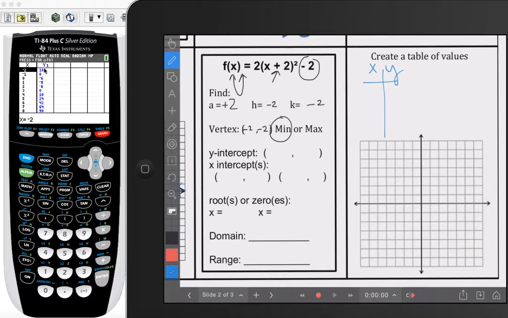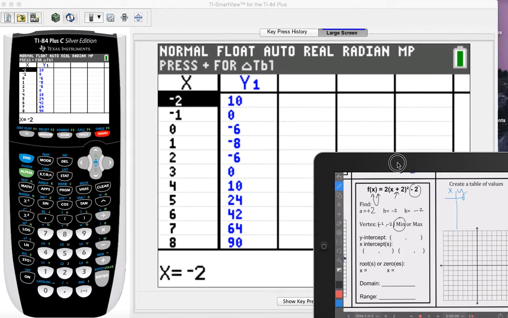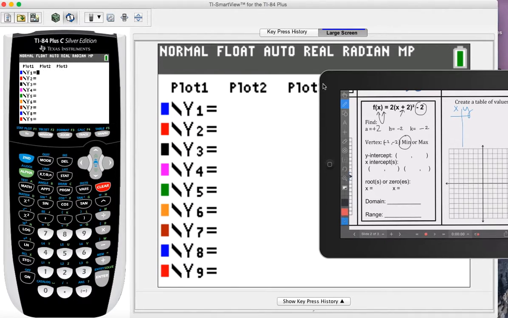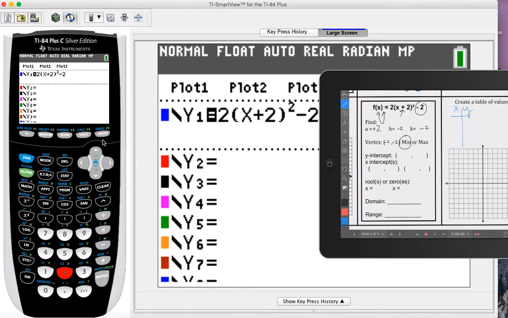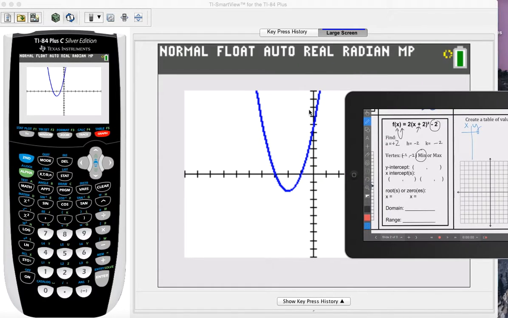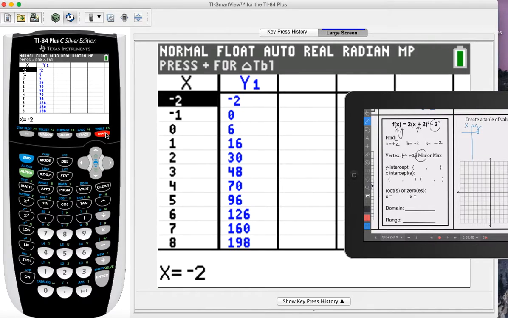table and double check. I'm going to start by going to y equals, and I'm going to clear that and put my new function. Then I'm going to graph it. Now I can tell that the graph is pointing upward, and I know that because the a is positive. The vertex is a minimum. Now if I go to the table, I can double check that. So second graph to go to the table.